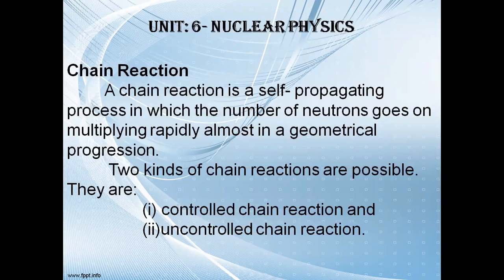In this class, we will discuss the chain reaction. A chain reaction is a self-propagating process in which the number of neutrons goes on multiplying rapidly, almost in a geometrical progression. This is known as the chain reaction.